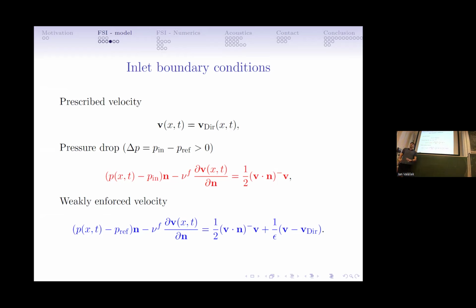Okay, and we weren't completely satisfied with these 2 options, so we decided in the end also to apply a different approach, which is this third possibility, which we refer to as the weakly enforced velocity or penalization approach. In this penalization approach, we are again based on the directional do nothing boundary condition as before, but we weakly enforce the Dirichlet boundary conditions at the inlet part of the boundary. And this is enforced by 1 over epsilon, where epsilon is the penalization parameter.